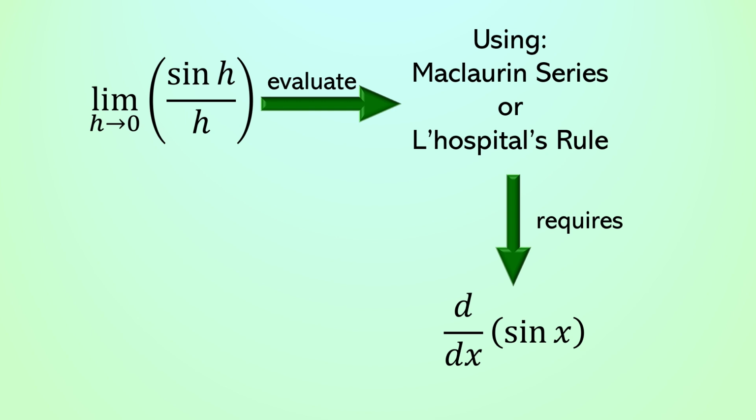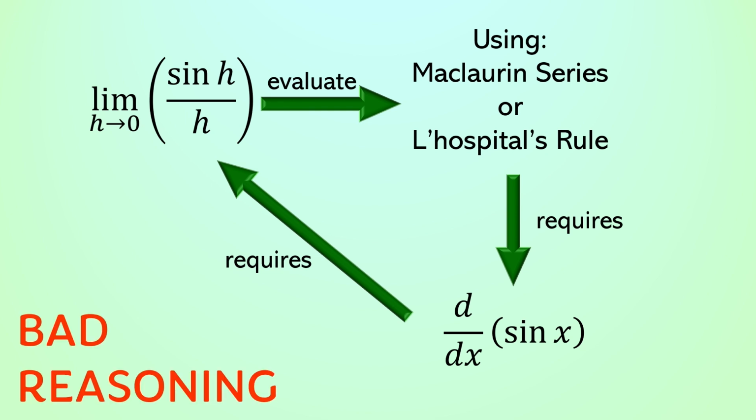But wait a minute, that's a problem, because the derivatives of sine of x and cos of x both rely on the limits of sine of h over h as h tends towards 0 and cos of h minus 1 over h. So that means we've got a circular argument, which is bad reasoning in mathematics. So we shouldn't do this. And that's why we're going to be making use of squeeze theorem, because it doesn't have this same issue as the other ones of having this circular argument.